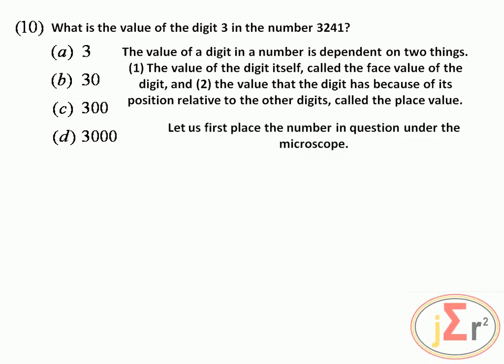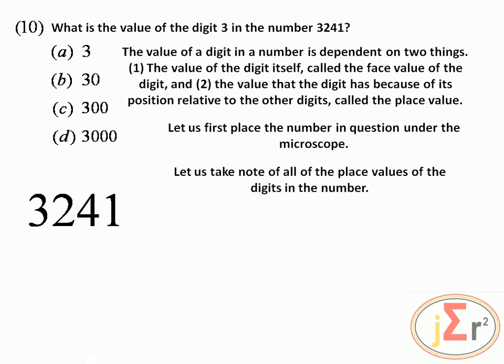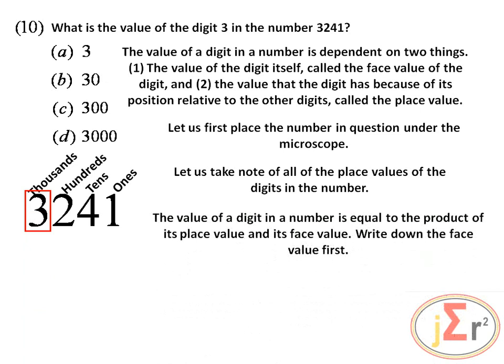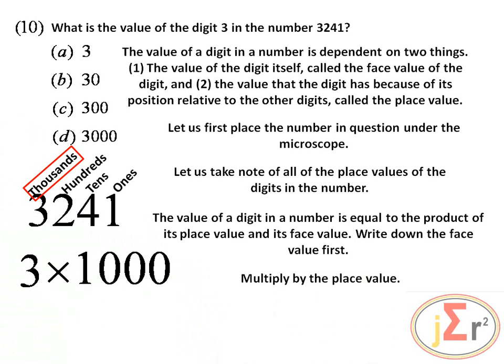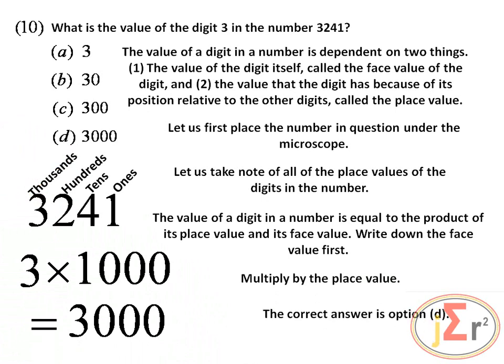Let us first place the number in question under the microscope. There we have it, under the microscope. Let us take note of all of the place values of the digits in the number. So we have thousands, hundreds, tens, and ones. The value of a digit in a number is equal to the product of its place value and its face value. Write down the face value first. Of course, that is a 3, so you just write 3 down. Multiply that by the place value of 1,000. So we have 3,000. And that is our answer. The correct answer is option D.